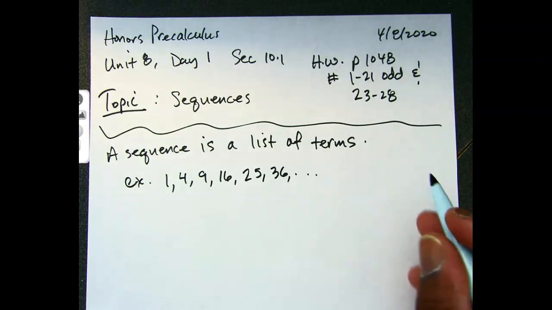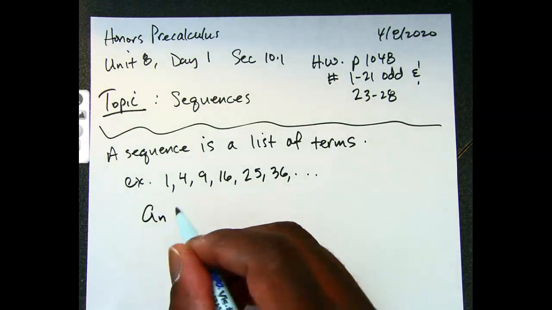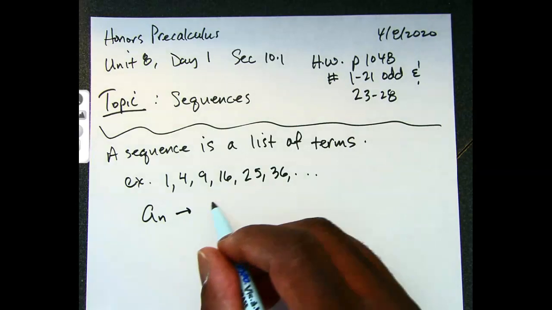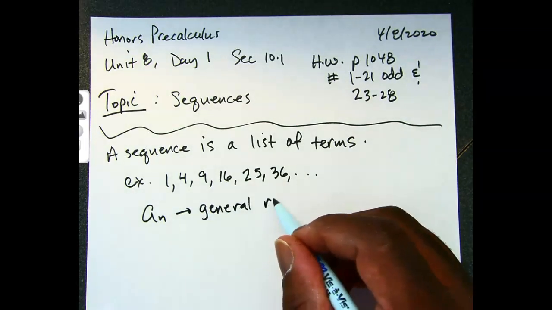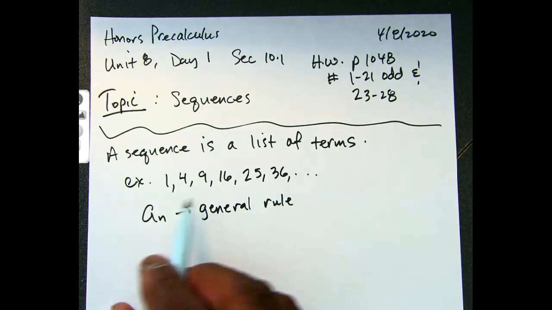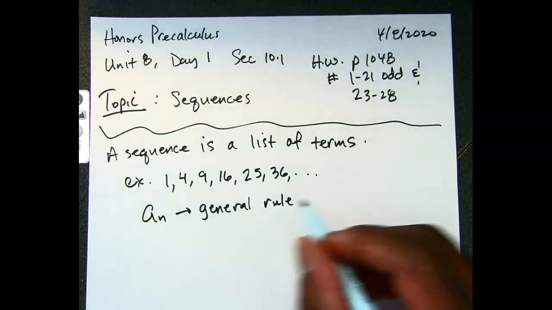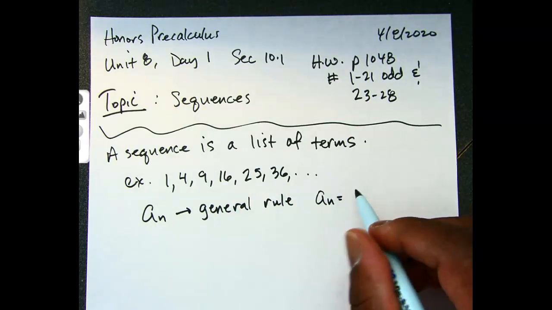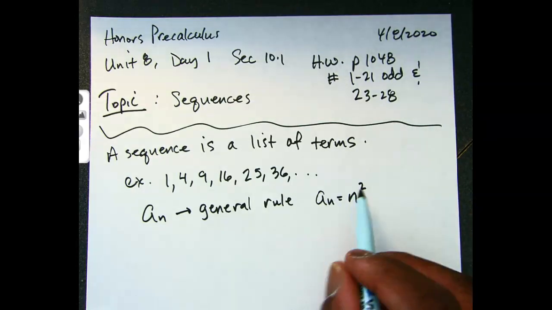If we were to name this sequence a sub n, the a sub n would give us the general rule on how this sequence is constructed. In this case, our a sub n would equal n squared. I'm going to tell you in just a sec why n squared.